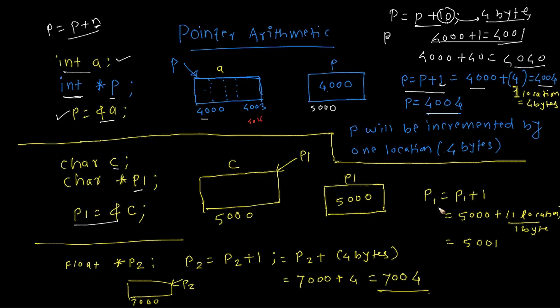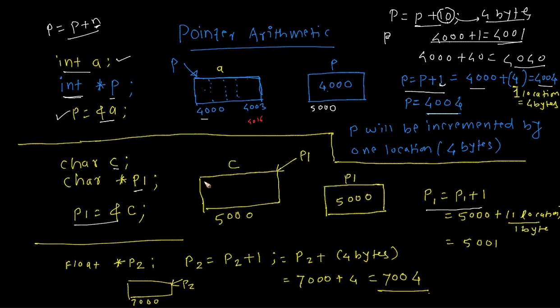Now here, if I say P1 equal to P1 plus 1, pointer P1 will be incremented by one location of character type, because P1 is pointing to a character type location. So P1 will be incremented by one location of character type.